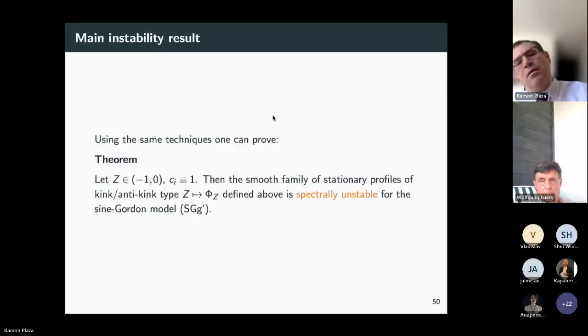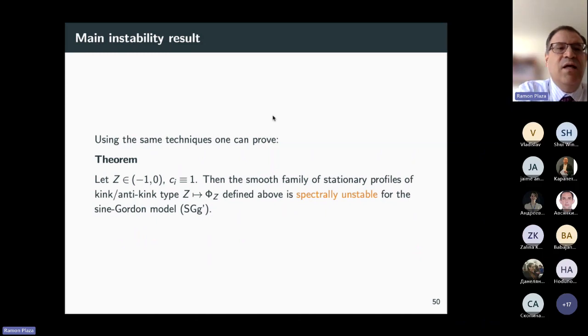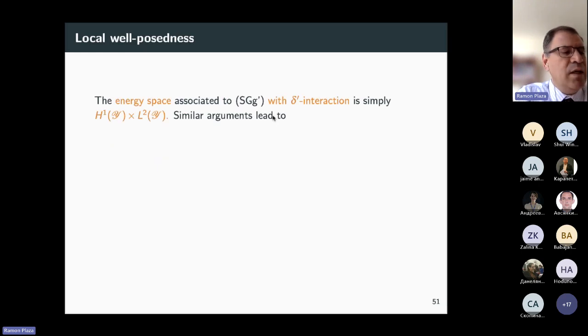Now, using more or less the same techniques, you can prove that for all the parameter values between -1 and 0, this smooth family of stationary profiles are spectrally unstable, even though they don't belong to the energy space. Okay. And what happens with the delta prime interaction? Well, I will go fast on this because my time is running out.